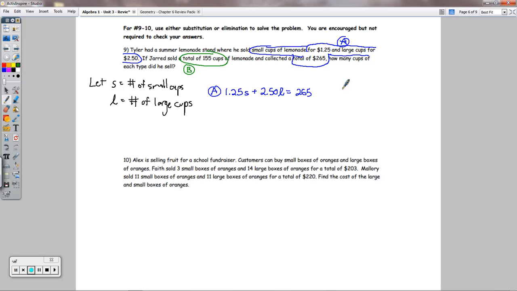For the green one, you've got S plus L, the total number of cups sold would have to be 155. You could use elimination or substitution on this one. Personally, I feel like elimination might be a little tougher with these decimals. It wouldn't be that tough, but I'll use substitution because of that. So if I subtract L, I'd have S equals 155 minus L. That would be very easy to plug in now for S over here. So let's do that and see what happens.